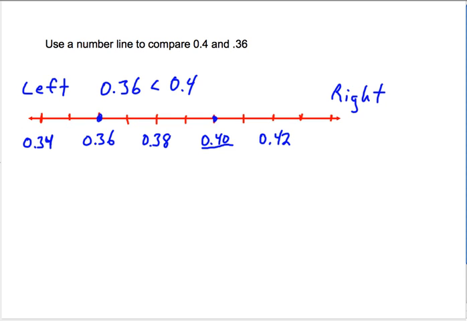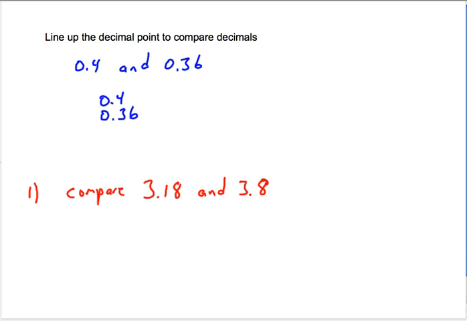Now, if you don't want to make a number line or use a 10 by 10 grid or whatever grid you want to use, you can line up the decimal points and compare the digits in each of the place values. So here, I've written 0.4, and I've lined it up with 0.36, lining up the decimals there. Keeping in mind that when you have an empty space, you need to put a 0 there. So first we're going to look at the leftmost digit. They both have zeros, so they're the same so far.